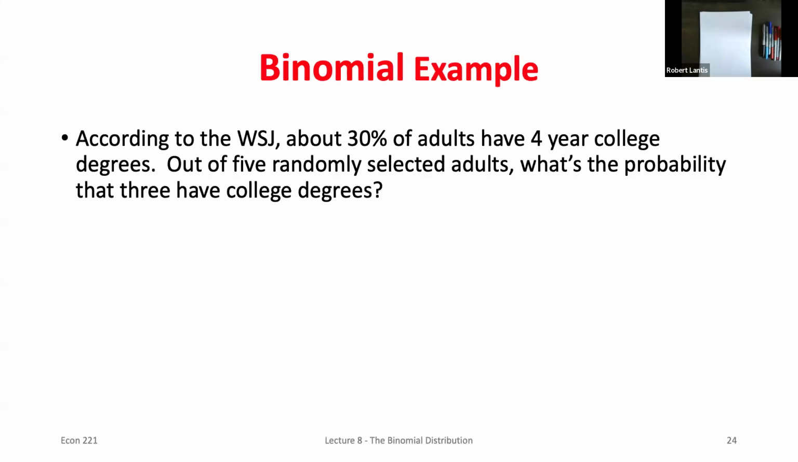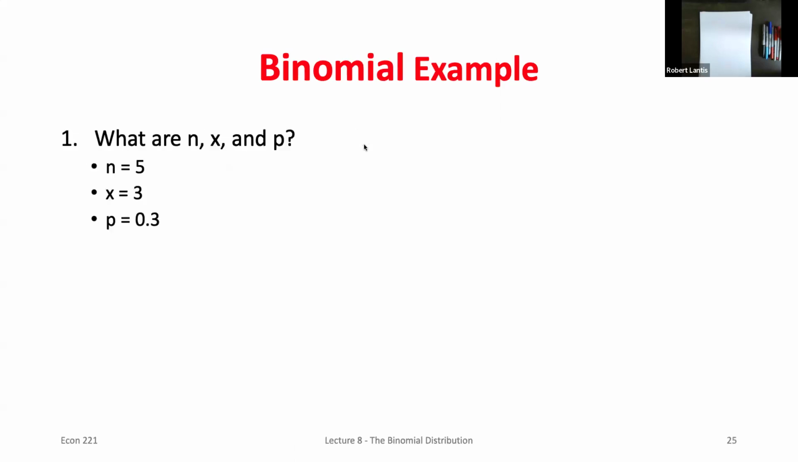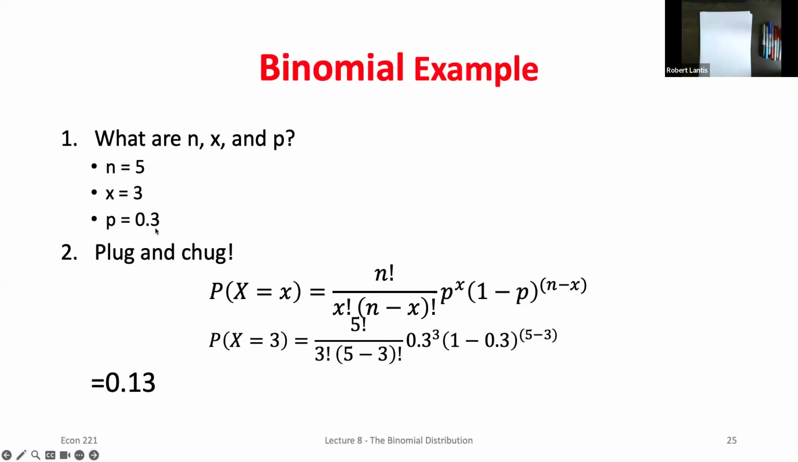What if I had an example where I'm looking at 5 randomly selected adults? What's the probability 3 of them have a college degree? I know that on average, if I select any one person at random, the probability they have a college degree is 0.3, or a 30% chance. I want to know the probability there's 3 of the 5 people I've selected. So my n is 5, my x is 3, my p is 0.3. I just plug those in, and I should get about 0.13.